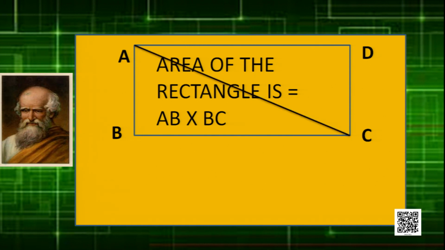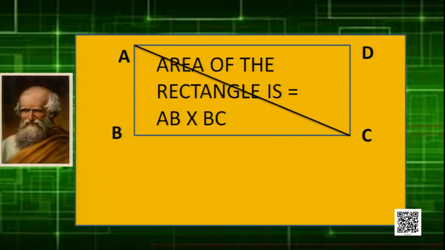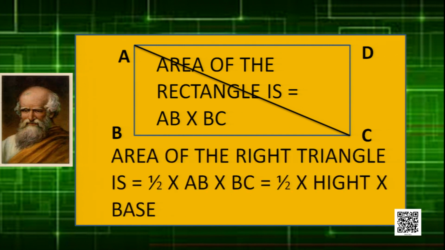If we draw a diagonal AC, then what happens? This divides the rectangle into 2 equal parts, and each part has an area that is half of the area of this rectangle. As ABC is half of it, what type of figure is it? It is a right angle triangle. So the right angle triangle ABC has an area that is half of the area of ABCD. Now we can say that the area of a right triangle is half into AB into BC.